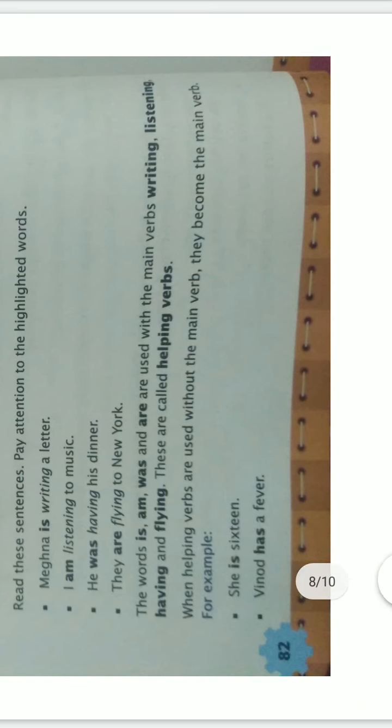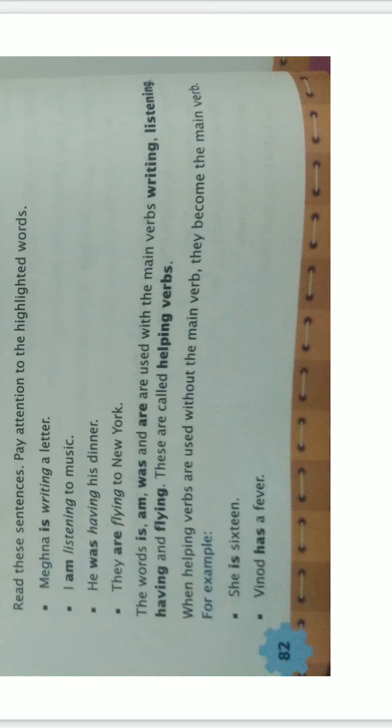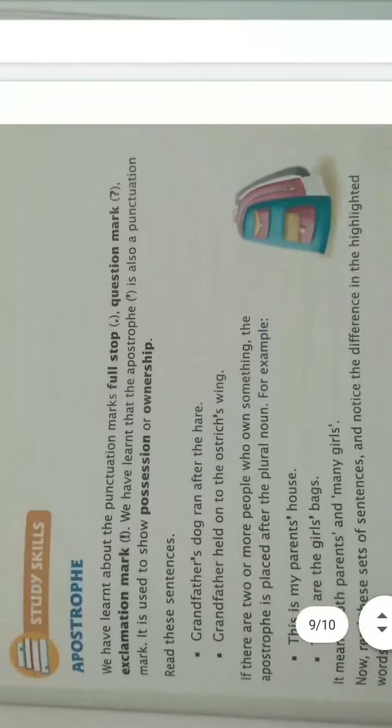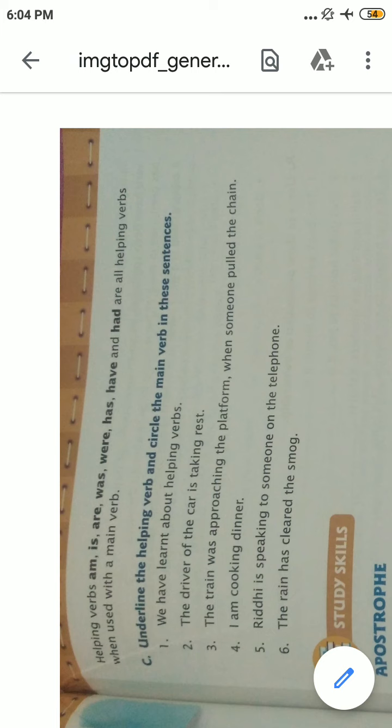For example, she is 16. She is 16, no main verb is given, so is is the main verb here. Vinod has a fever. Has is normally a helping verb, but no main verb is given to us here, so it becomes the main verb. All the helping verbs are is, am, are, was, were, has, have, had. These are called helping verbs when they are used with the main verb, and if there is no main verb in the sentence, then they become the main verb of the sentence and will not be called the helping verb of that sentence.